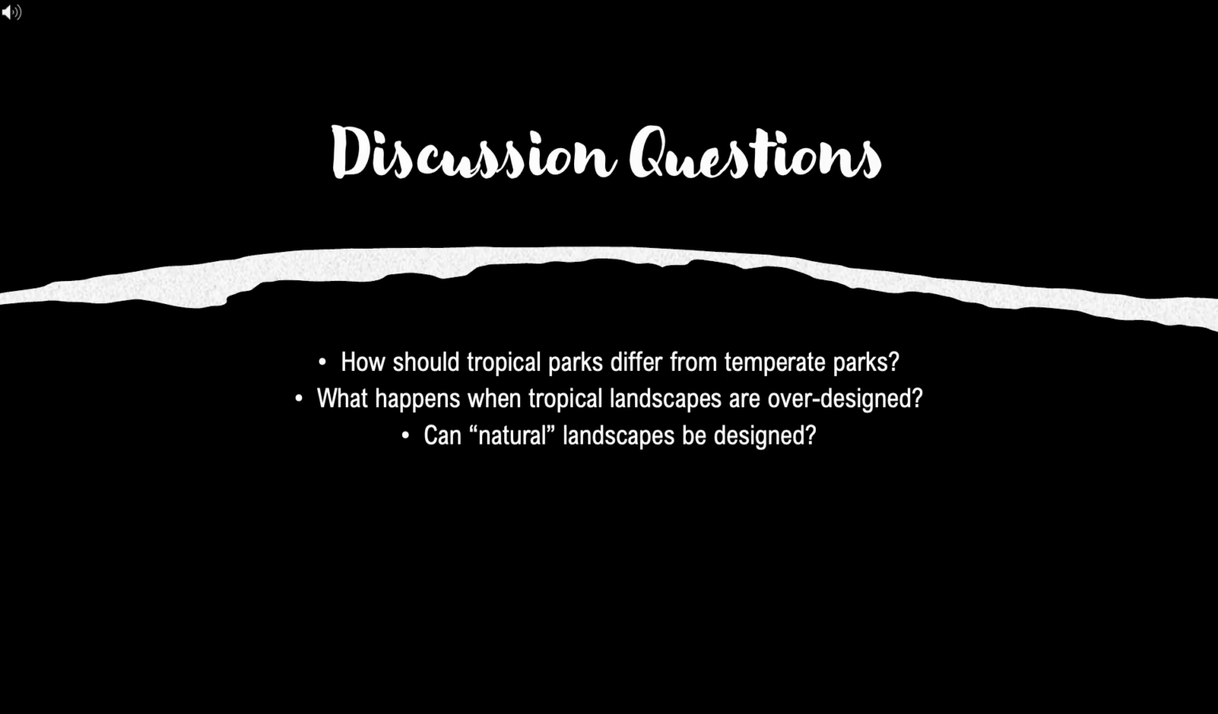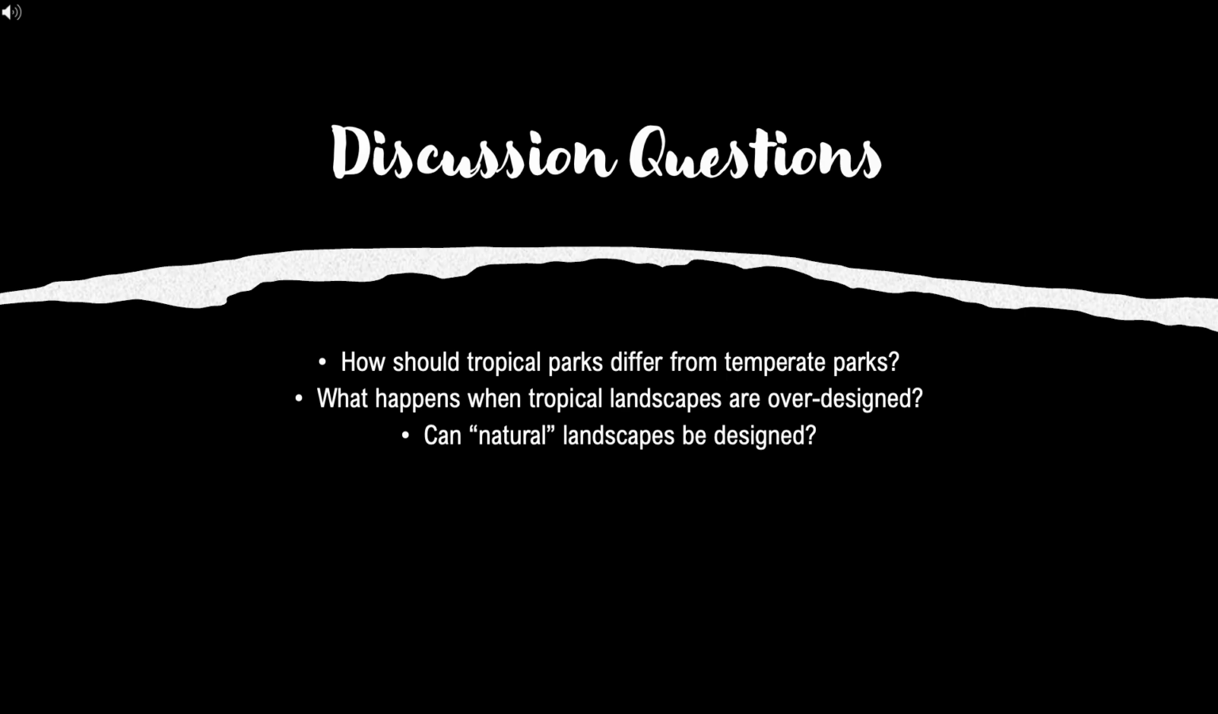The second question, what happens when tropical landscapes are over-designed? When we try to control everything, eliminate succession, maintain monocultures, suppress disturbance, what are the ecological consequences? And is there a point at which intensive management actually undermines long-term performance?